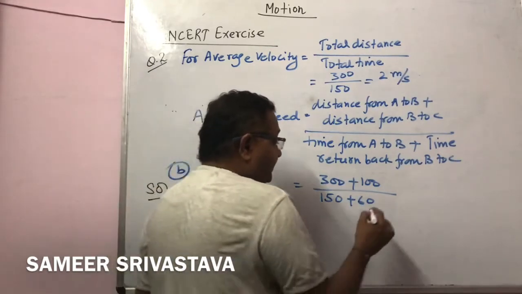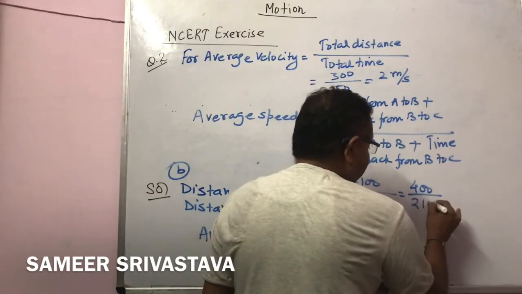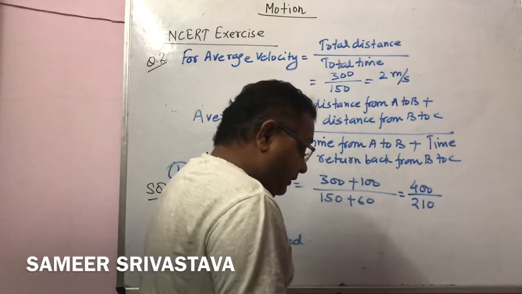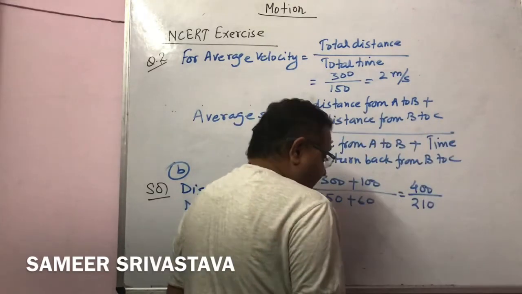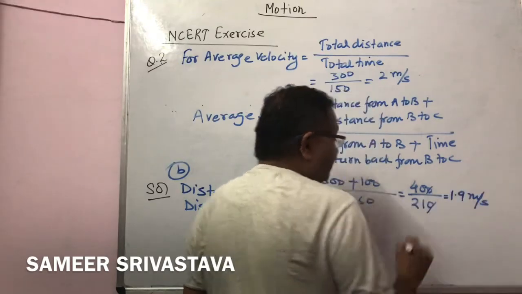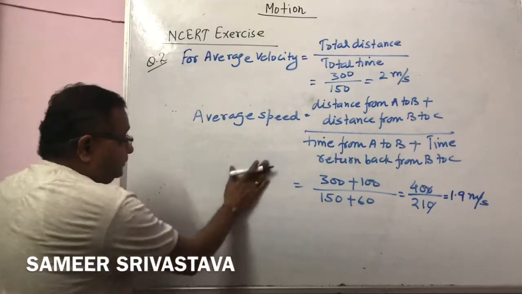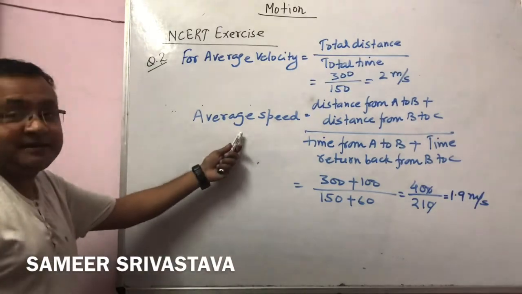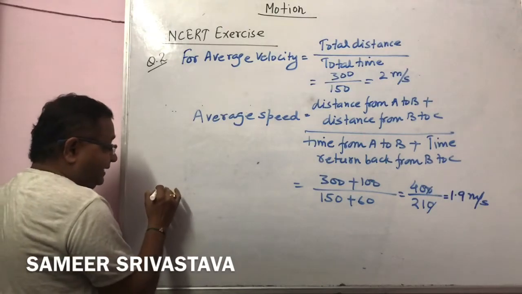Okay, that will be 400 upon 210, and the answer will be 1.9 meter per second. This much is the average speed. Now for average velocity, again I make a diagram here.